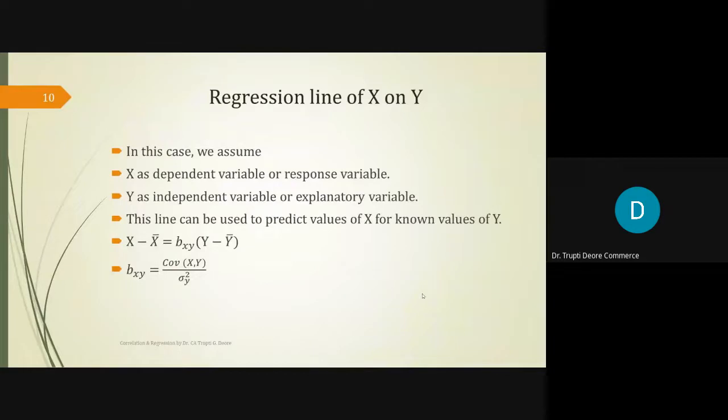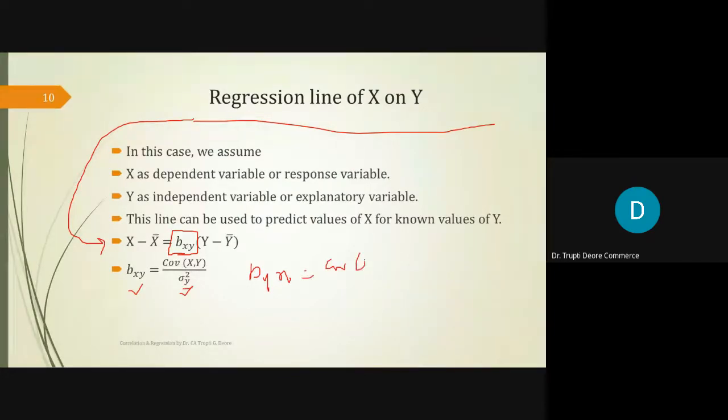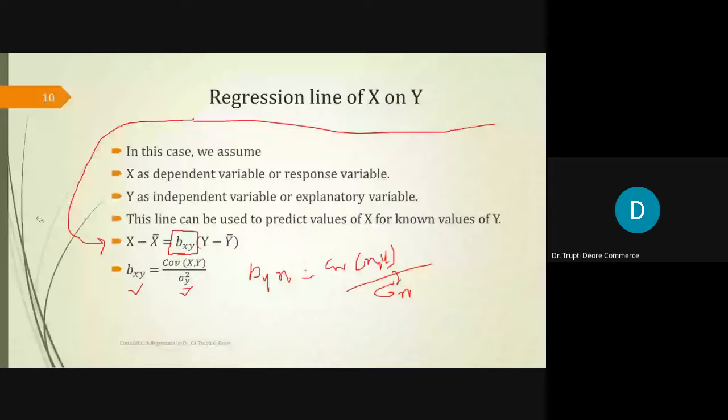What they may ask in such topics for your MCQ is the formula for the regression line of x on y. So the formula will be this one. Or they may ask the formula for bxy. Bxy is equal to covariance xy upon sdy square. This is bxy, and for byx it is the same formula, covariance xy, just divided by sdx square. This is just the difference between these two lines.